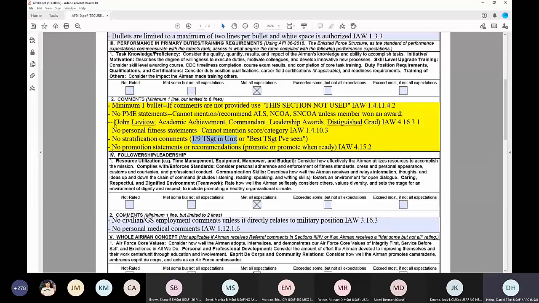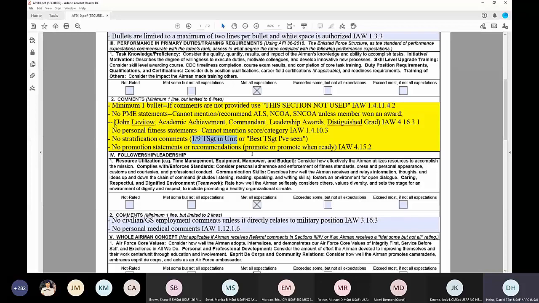And there can also not be any promotion statements or recommendations. So you cannot say just promote, or promote when ready, or promote now. The reason for this is because there's an actual block in Section 9 for a promotion statement. So there should not be any bullets with promotion statements in them.